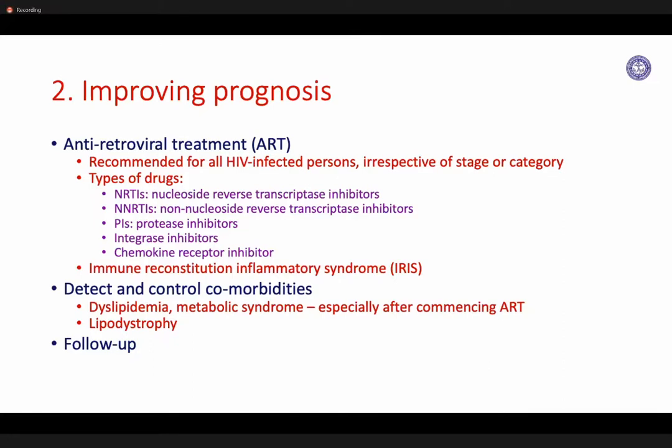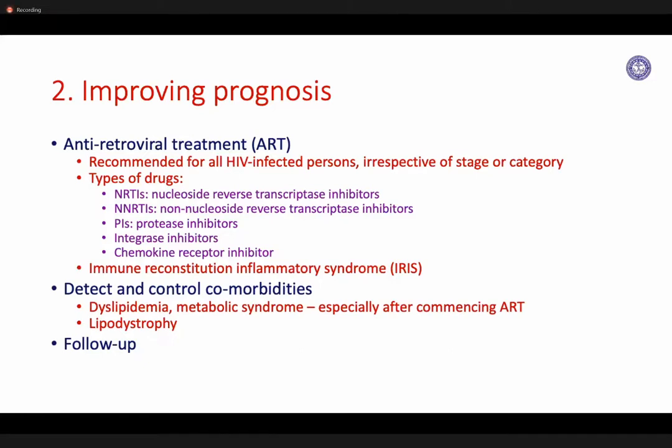The second thing is to detect and control comorbidities, because now these patients on antiretroviral therapy, unlike in the past, are able to live for many, many years. They live for 10, 15, 20 years sometimes. So they are going to get other problems like everybody else. They are going to get dyslipidemia, hypertension, metabolic syndrome. And dyslipidemia and metabolic syndrome are very common after starting antiretroviral therapy. So you must check their lipid profile and so on and correct it. And they also get lipodystrophy. I mentioned earlier also about the appearance. The lipodystrophy can give rise to a bad appearance, and they might be worried about that appearance.